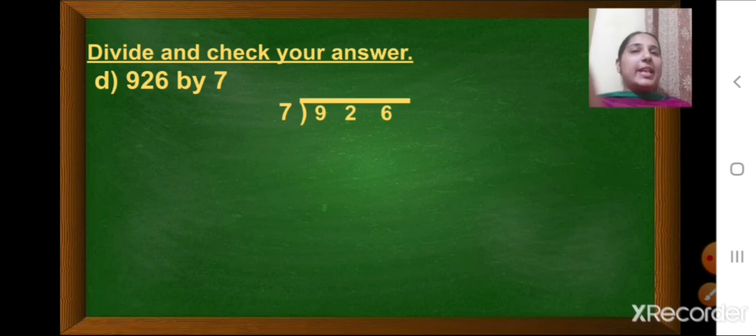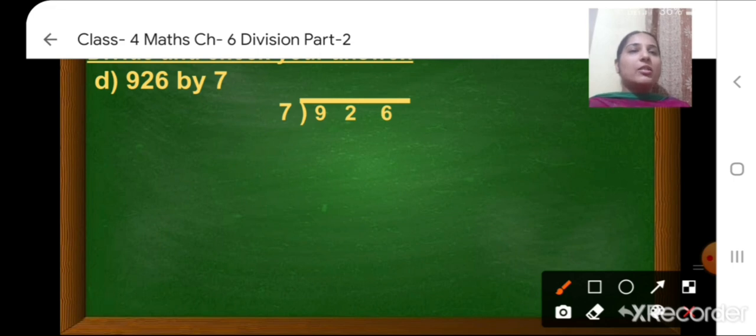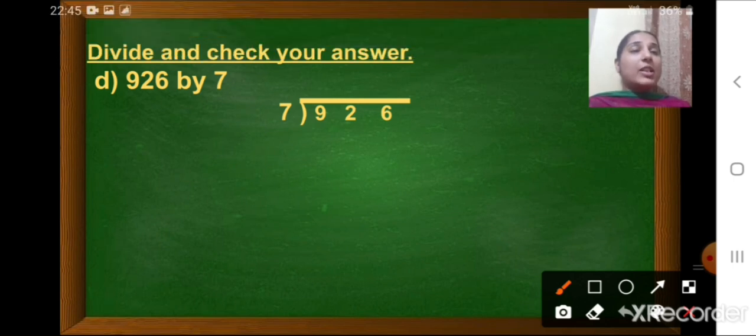Now question number D is, divide 926 by 7. So let's start with the first digit. First we will take the first digit from the leftmost side, which is 9 here. 7 1 times is 7, 7 2 times is 14, which will be more than 9. So how many times? 7 ones are 7. Now we'll subtract. 9 minus 7, we'll get 2 here.